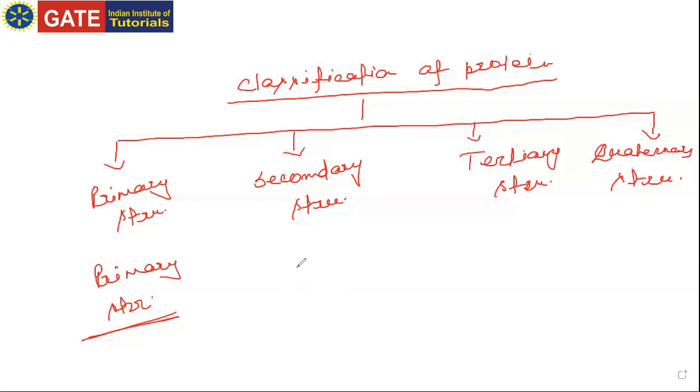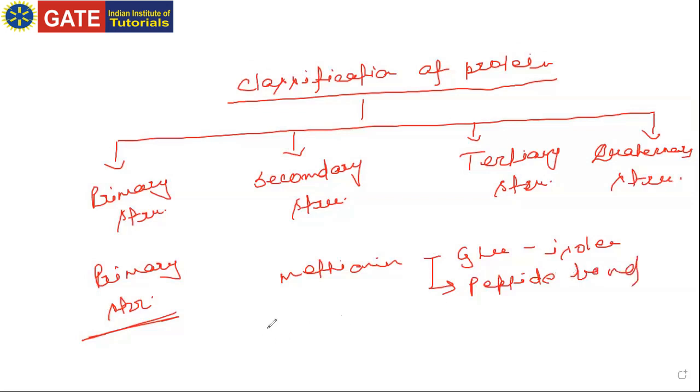Amino acids bind with peptide bond only, like this: methionine, glutamic acid, or isoleucine. So this is peptide bond. We can say that in primary structure, only peptide bond is present. No other bond. Understood? This is easy. Okay, I'm going to erase this.